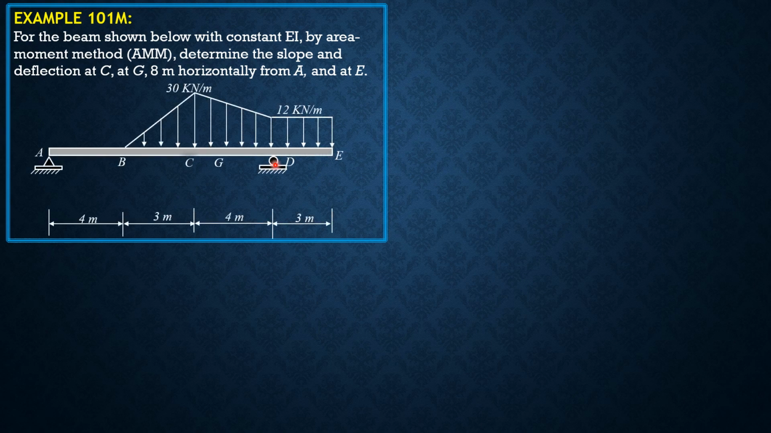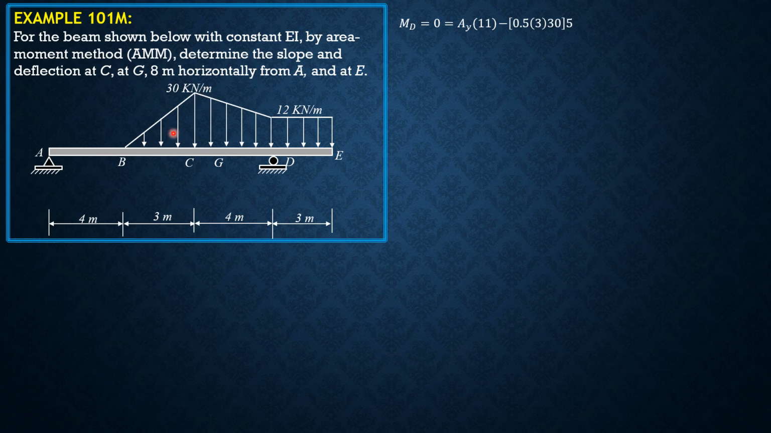So here we go. This is a very challenging problem. For this case, we will select C as our moment center. So we need to compute for the reactions. Summation of moments about D equals 0. So we have AY times 11, then minus 0.5 of 3 times 30.